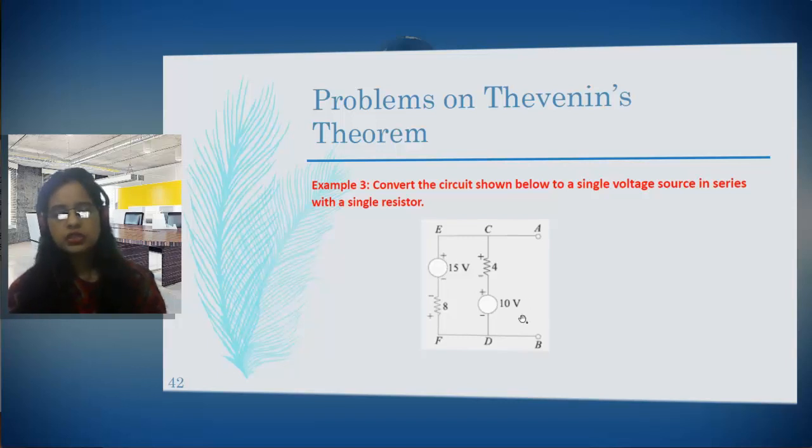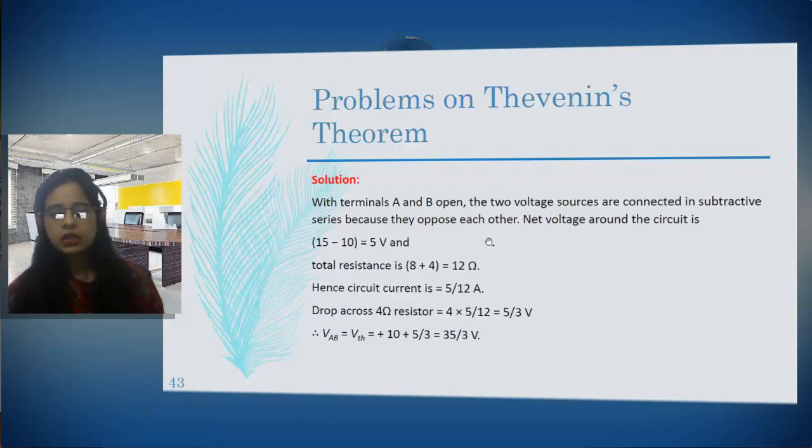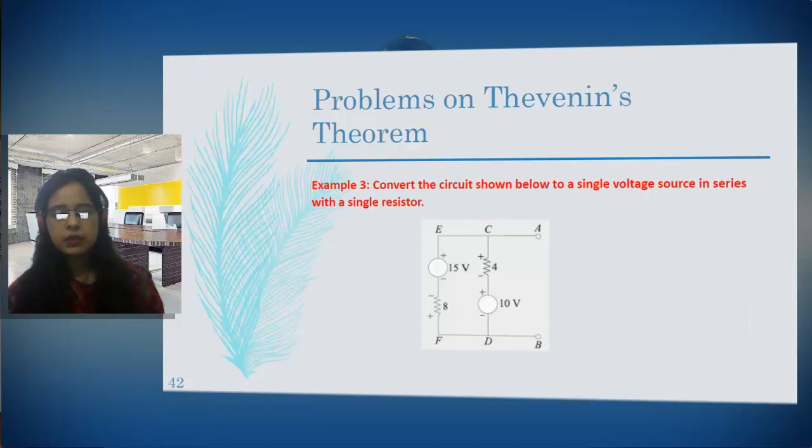So the overall voltage will be this minus this, 15 minus 10, which is 5 volt. So the voltage of this circuit will be 5 volt, and if we apply KCL and KVL, we will get the result. Let me tell you.